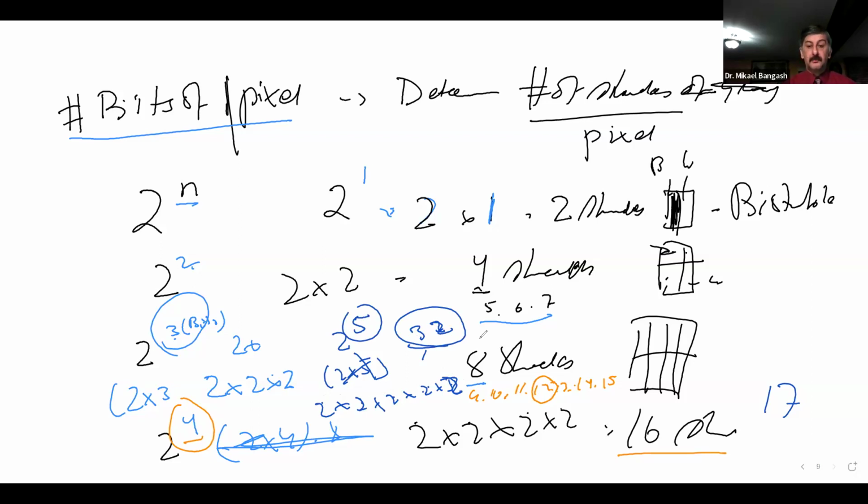Up to 32. Where 16 shades was, you could achieve that by 4 bits. But any number that is greater than 16 shades, up to 32 shades, will require at least 5 bits per pixel. Did that make sense?